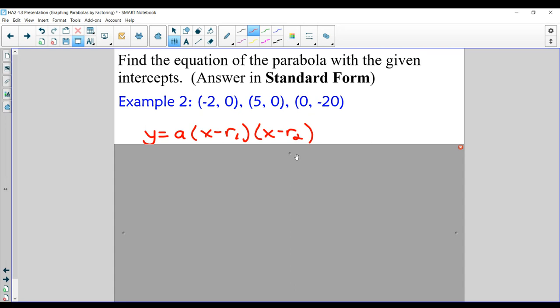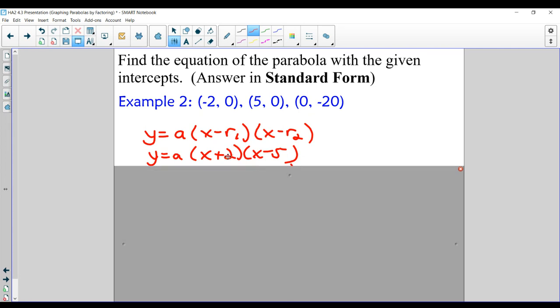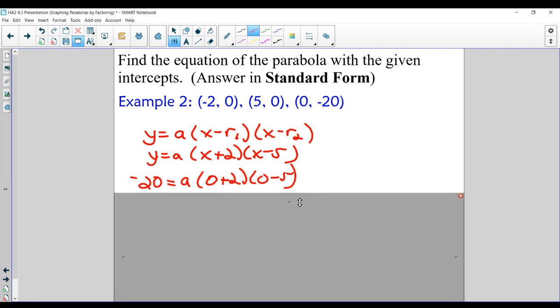If you're given pieces, not the whole thing, what if you only have one intercept? What do you do? In this one, because I have both x-intercepts, I would use this form and plug those in as my two intercepts, so x plus 2 and x minus 5. And now whether I have the y-intercept, the vertex, or another point on the graph, it's going to be solved the same way. I'm going to take this point, plug in this number for x, plug this number in for y, and solve for a. So you'll have that.